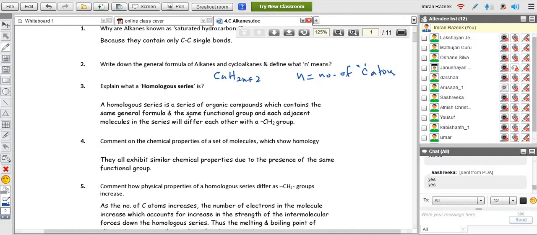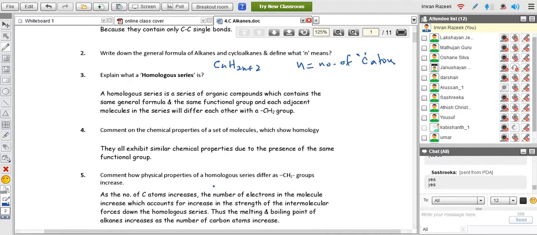So as for the chemical properties of molecules which follow the homologous series, all of the molecules in the homologous series follow the same chemical properties. They have the same chemical properties because they all have the same general formula. Yes, Kabishant, you have a question?